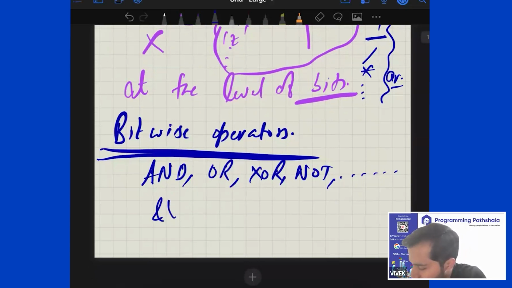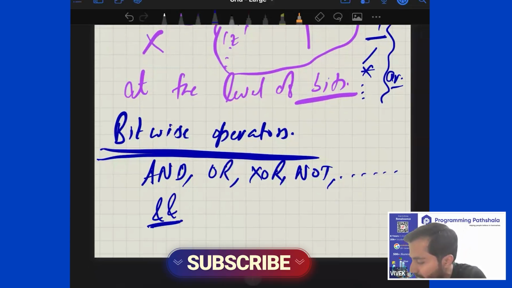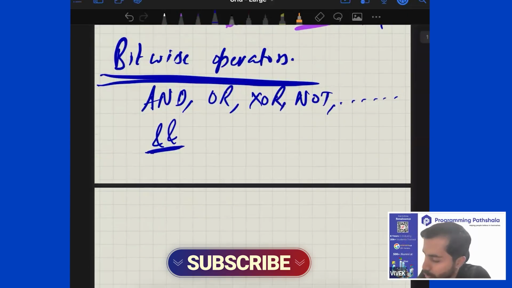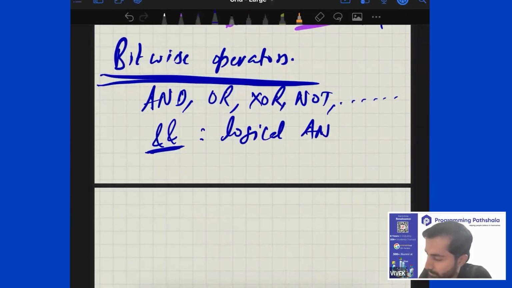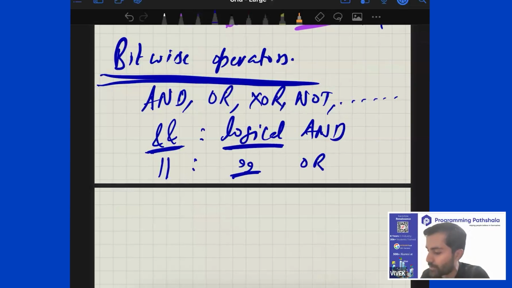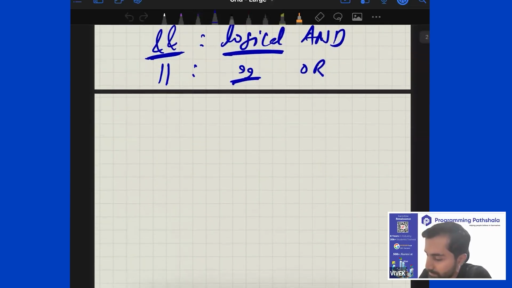Okay, so tell me one thing. This thing, this and, we all know this is and, right? So is this and a bitwise operator? No, this is a logical and. Okay, this is logical and. Similarly, this or is logical or. They are not bitwise and or or. Bitwise and is a single ampersand and bitwise or is a single pipe.